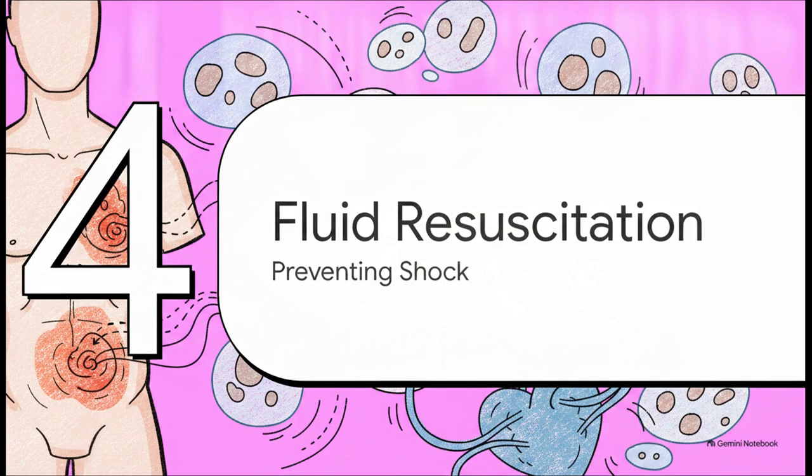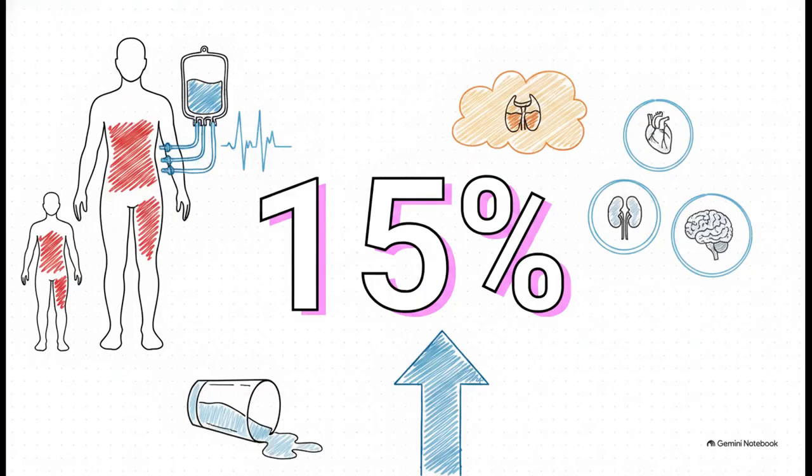On to part 4, fluid resuscitation strategies. Knowing that major burns create these massive fluid shifts, we have to jump in immediately to prevent severe shock. 15%. That is the critical threshold of total body surface area in adults, and it's 10% in children, where intravenous fluid resuscitation has to start immediately.